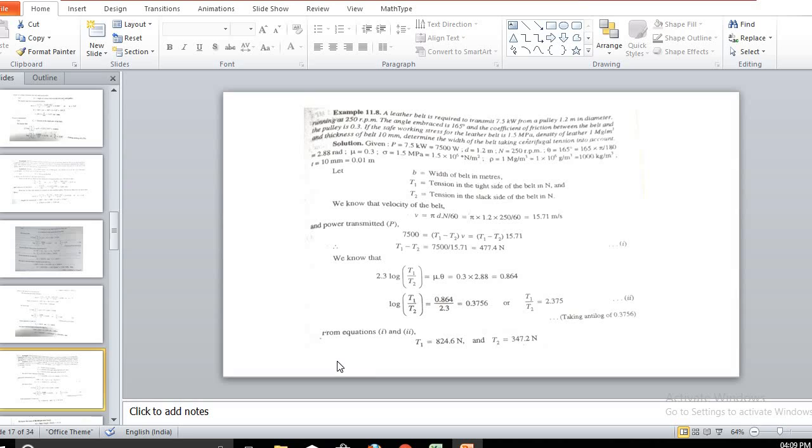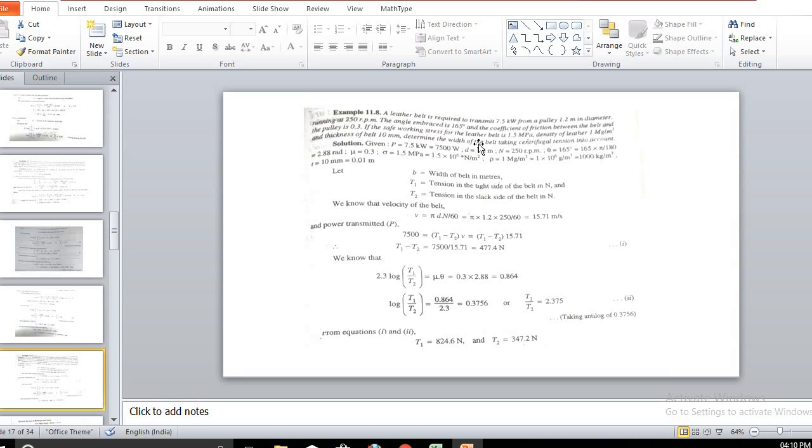So this is another example. A leather belt is required to transmit 7.5 kilowatt from a pulley 1.2 meter in diameter, running at 250 rpm. The angle embraced is 165 degree, and the coefficient of friction between the belt and the pulley is 0.3.